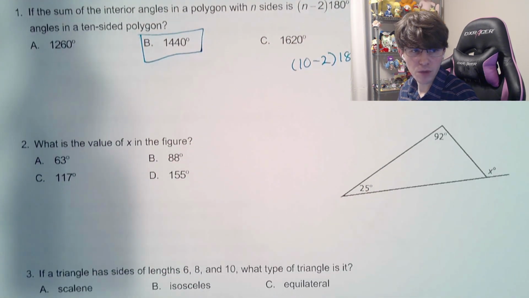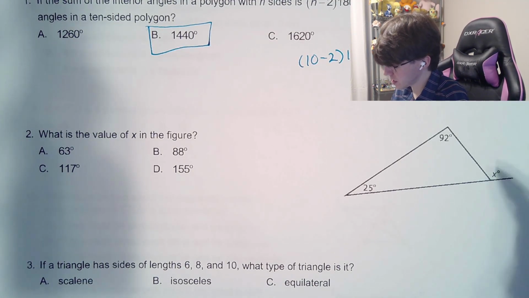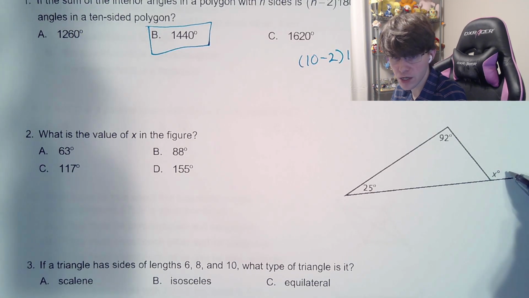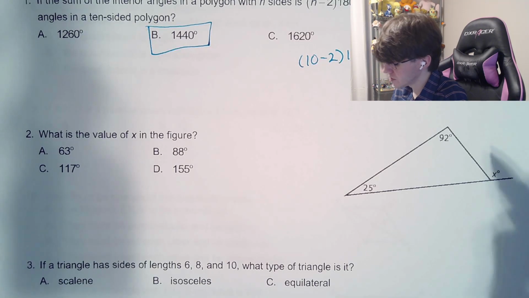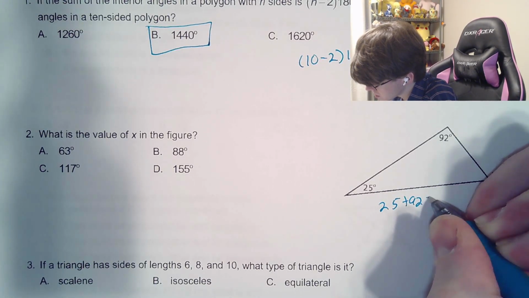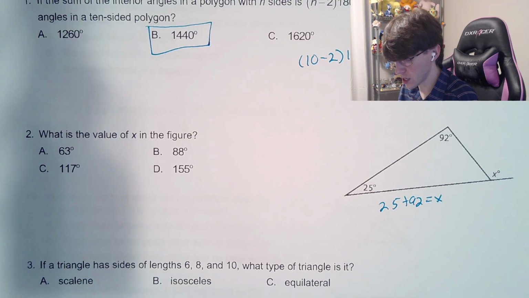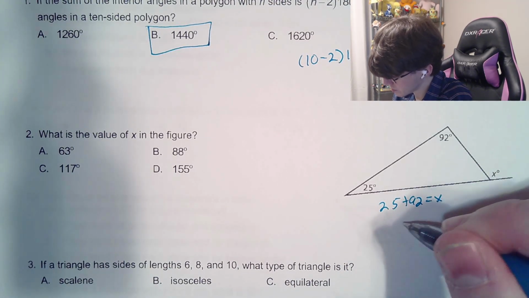Number 2, one of the main ideas on this question is remembering that there is a triangle rule. The triangle rule says that the exterior angle of one side is the same as the other two interior angles added together. That is to say, for this problem, 25 plus 92 is equal to x, and that is all you have to do. Just add those two numbers up, and 25 and 92 turns out to be 117.